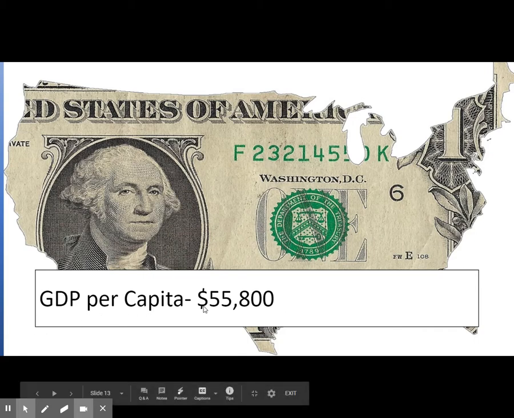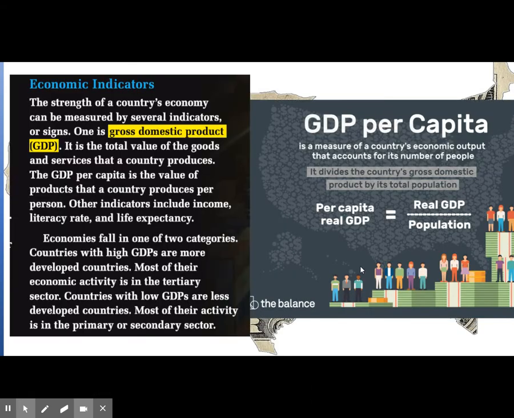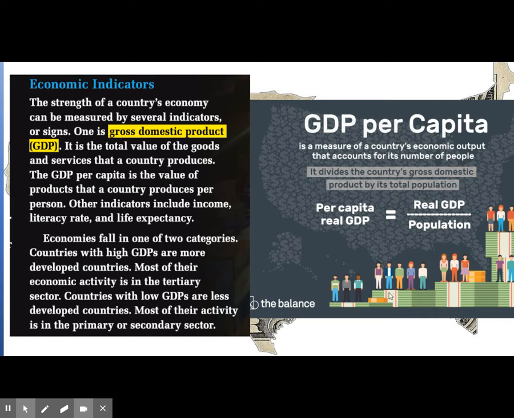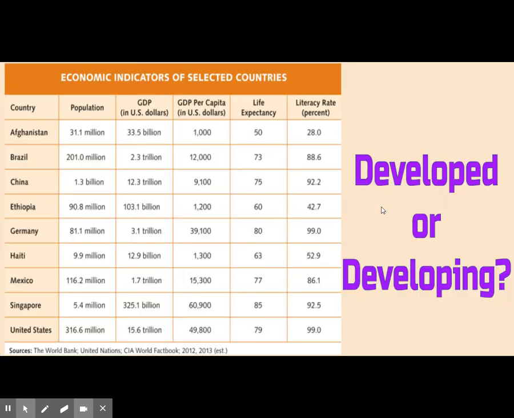GDP per capita, $55,800. The strength of a country's economy is measured by a bunch of different things. You have the gross domestic product, and so you can judge the economic indicators in a country. If you look at selected countries here, developing or developed, you can see Afghanistan, how many people they have, what is their GDP, what is their per capita, what is their life expectancy, and what is their literacy rate.